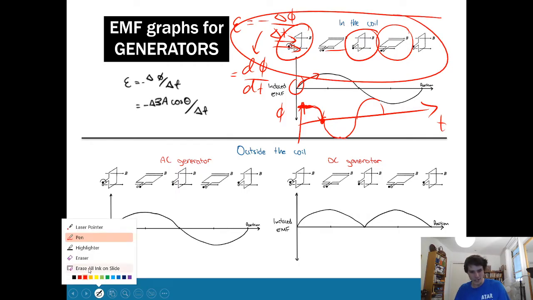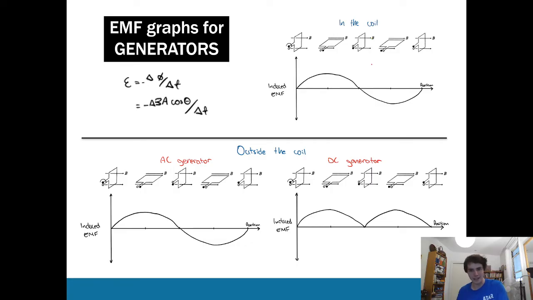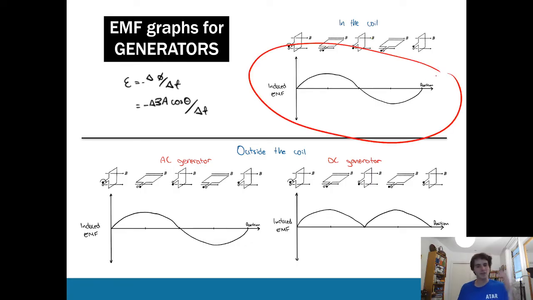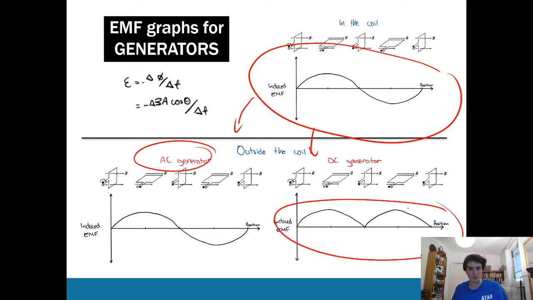However, the other key takeaway I want you to get from this slide is that even though this might be the EMF induced inside the coil of a generator, when we connect this coil to the external circuit, it depends on whether we're generating an AC source or a DC source. The AC source will just give us what we've got directly, whereas the DC source is going to flip it every half turn so it's always pointing in the same direction, which gives us an EMF that looks like that. Basically, those split rings are switching the side of the coil connected to the external circuit. Sorry, I can't speak for a second.